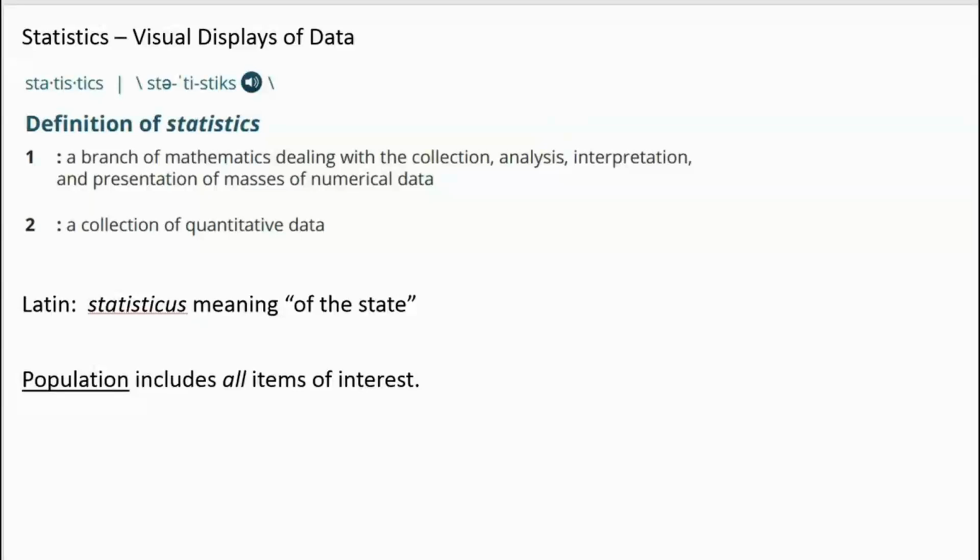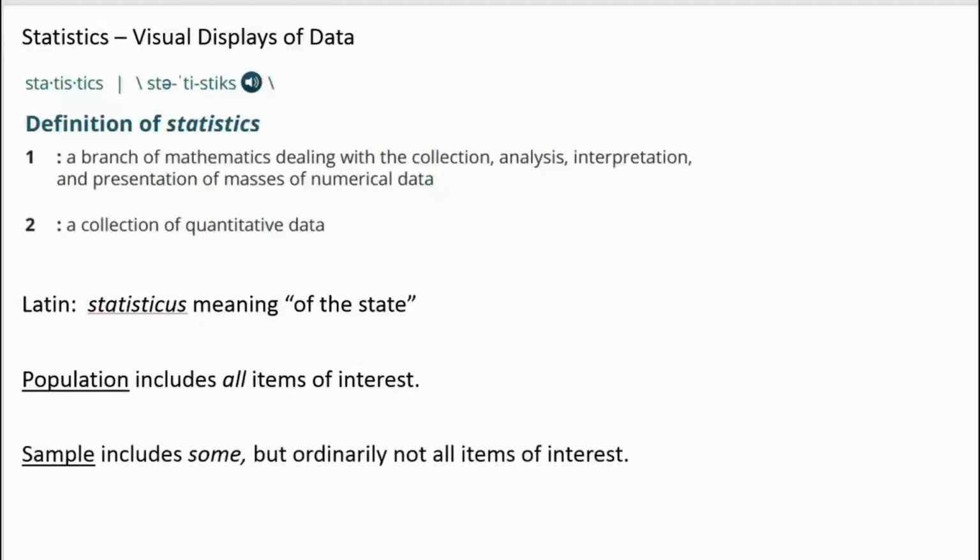Now, when you talk about population, the word population includes all items of interest. So it's kind of like the universal set. So when you're talking about the population of something, when you're talking about data, that's the whole set that you're talking about, all items of interest. Whereas a sample includes some, but not ordinarily all the items of interest.